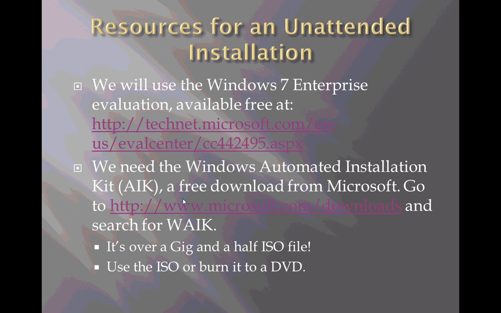We looked at the two resources we need for an unattended installation: the Windows 7 Enterprise Evaluation we will be using. It's available free at the URL that you see right there. You can download it as an ISO file, a 90-day evaluation that can be rearmed up to 180 days. It's every feature of Windows 7 because it's Enterprise. We also need the Automated Installation Kit, another free download from Microsoft, and we saw where to find it. You download it, it's 1.7 gigabytes, and it's an ISO file. You can use that directly or burn it to a DVD.